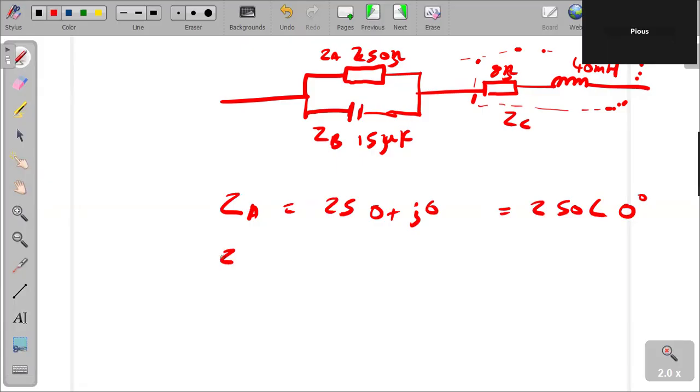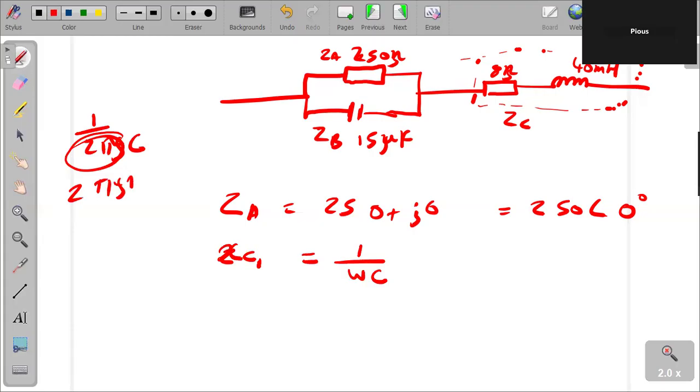Let's go again to ZB, but in order to find ZB, we need XC1, right? So we will first have to calculate XC1. Our XC1 shall be given by 1 over omega C. Remember, it's 1 over 2 pi F C, where 2 pi F t is our angular velocity, and it is the one given in our sinusoidal waveform, even on the fundamental there.